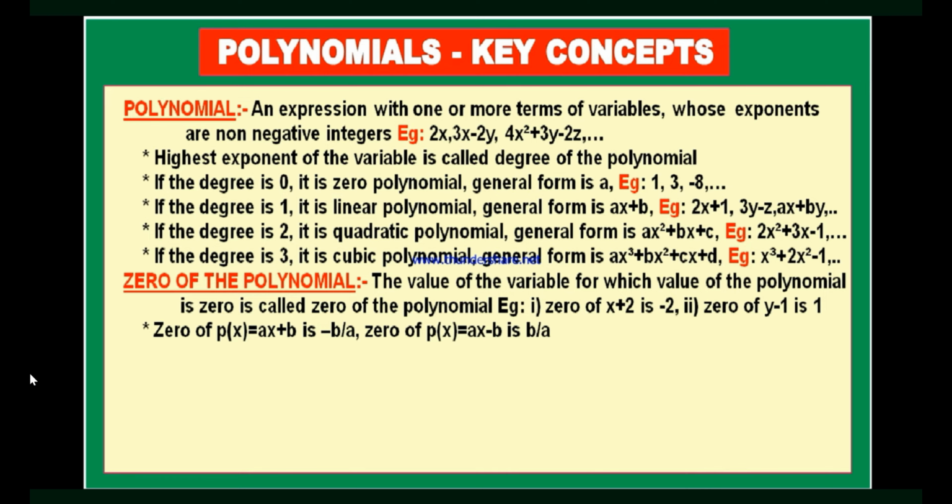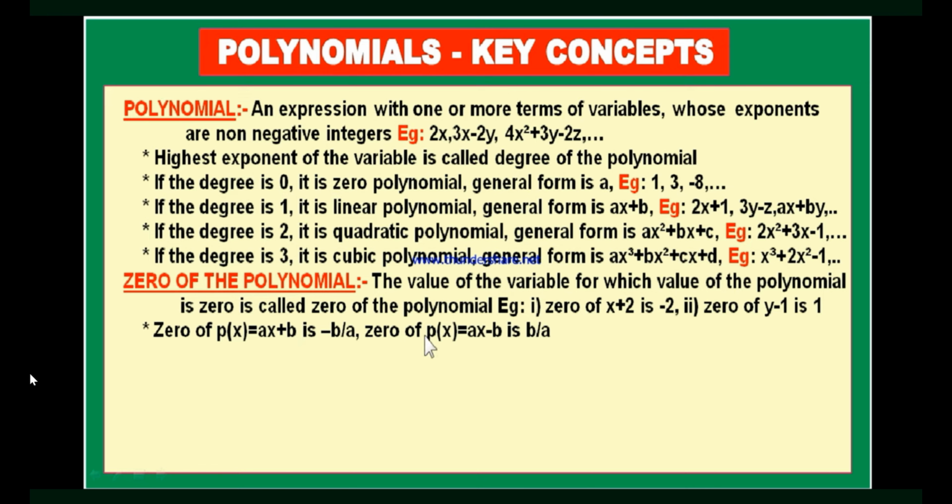Now, how to find 0 of a polynomial? Here you see ax plus b. This is the polynomial given. Now 0 of this polynomial we have to find out. 0 of the polynomial is nothing but value of the variable x for which the total polynomial becomes 0. Therefore, equate this polynomial to 0. Ax plus b is equal to 0, then ax is equal to minus b, other side, and x is equal to minus b divided by a. Therefore, 0 of the polynomial p of x is equal to ax plus b is minus b by a.